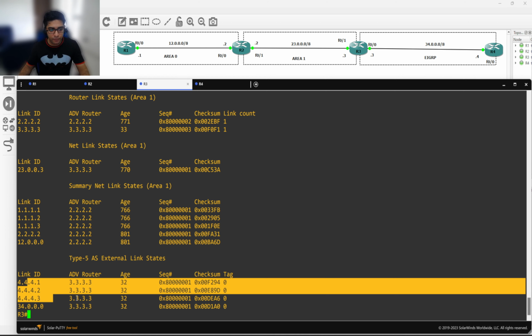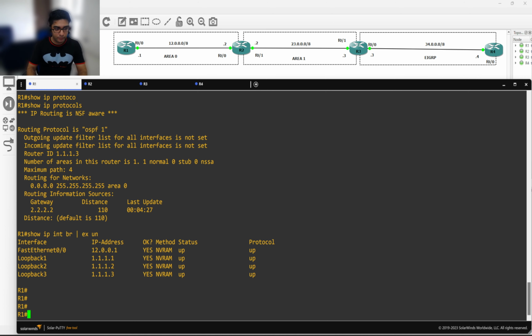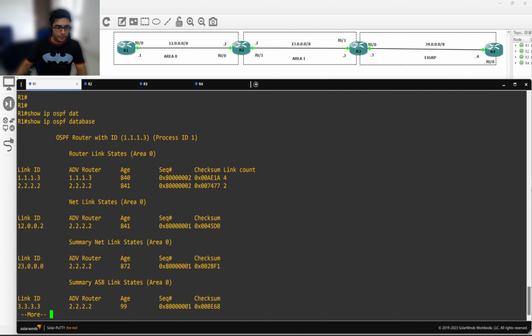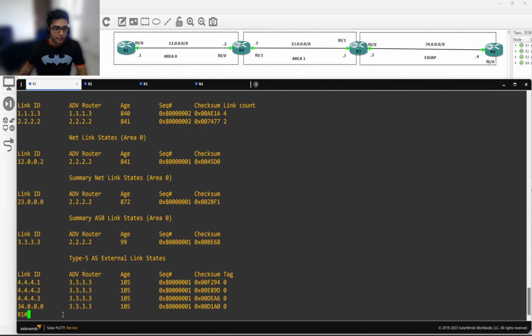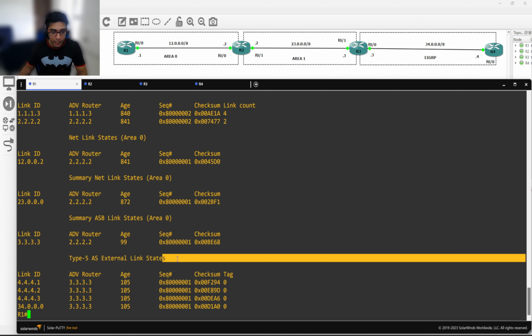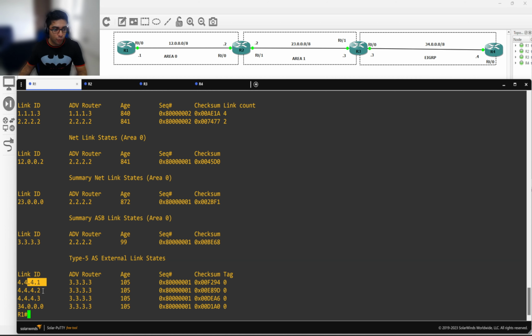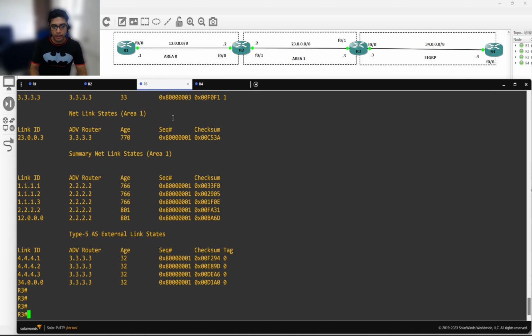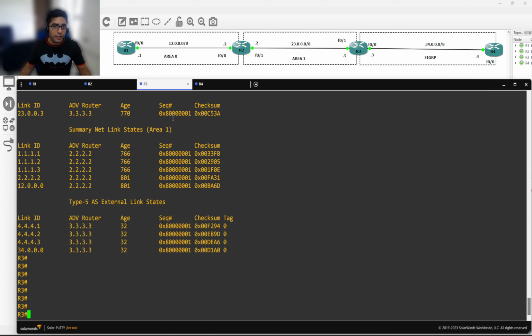We can see the same type 5 LSA on R1 as well. Show IP OSPF database. We can see that it is receiving a type 5 LSA and there is no area associated to it, and it knows about 4.1, 4.2, 4.3, etc. Right. Now, as I had said, when R3 becomes an ASBR, it will generate a type 1 LSA saying that it has become the ASBR. Let me show you that now.